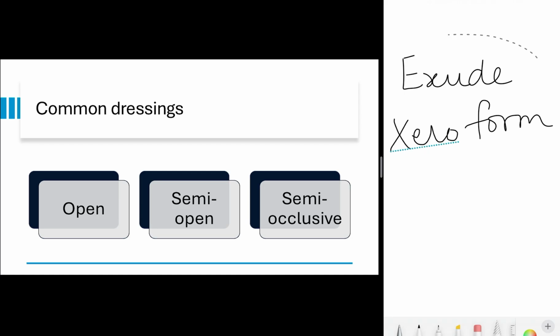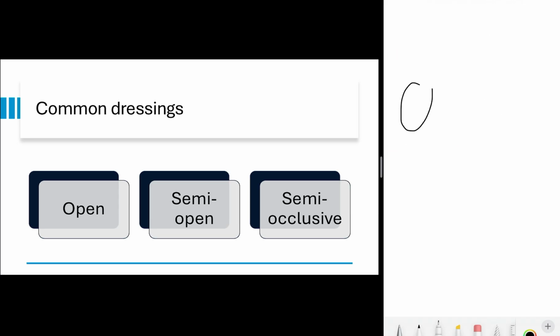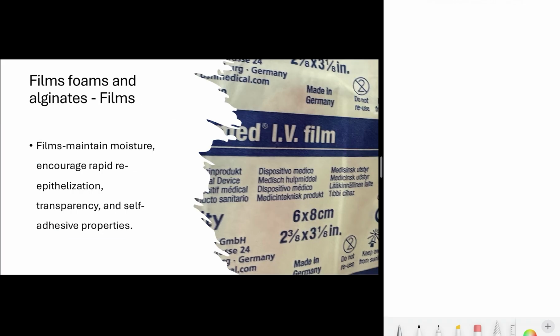Then come semi-occlusive dressings. Semi-occlusive dressings are commonly used for chronic wounds and they have different properties and absorptive capacities and bacteriostatic activity. Some examples of semi-occlusive dressings are films, foams, alginates, hydrocolloids and hydrogels. So we will see them one by one in the next slides.